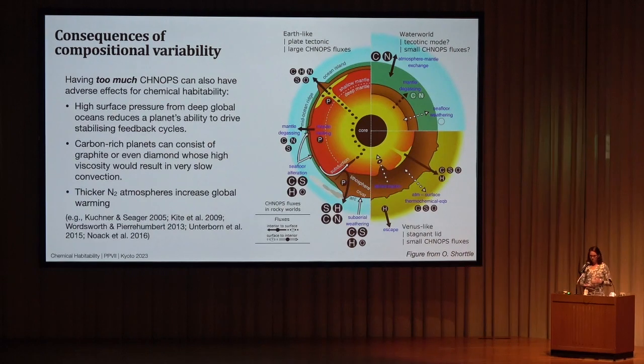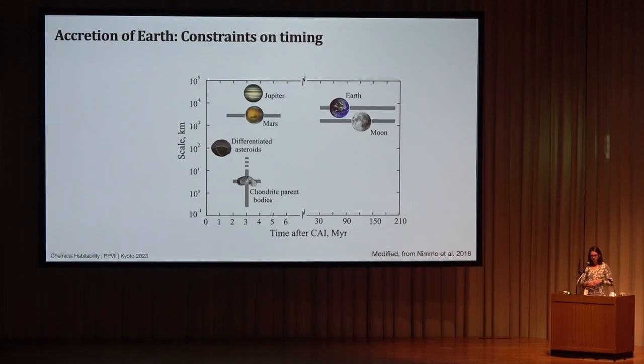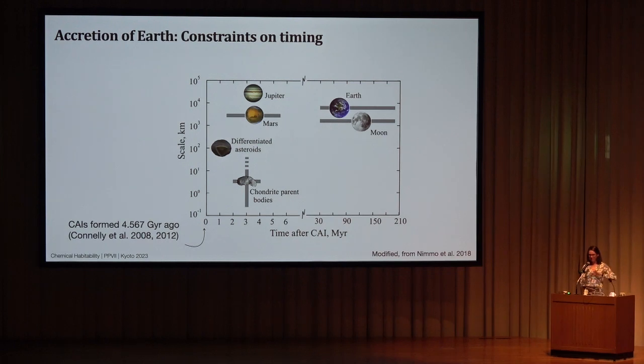When and where did these Schnapps elements come from? Just giving a quick orientation timeline. We start roughly at T0 with CAI formation. This is the oldest nebular condensates.